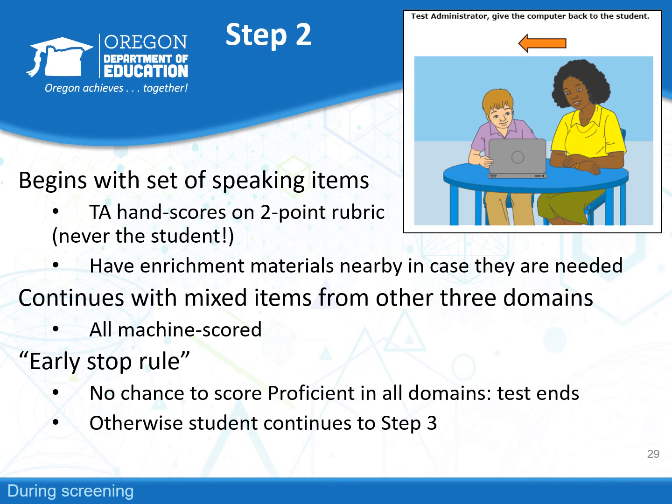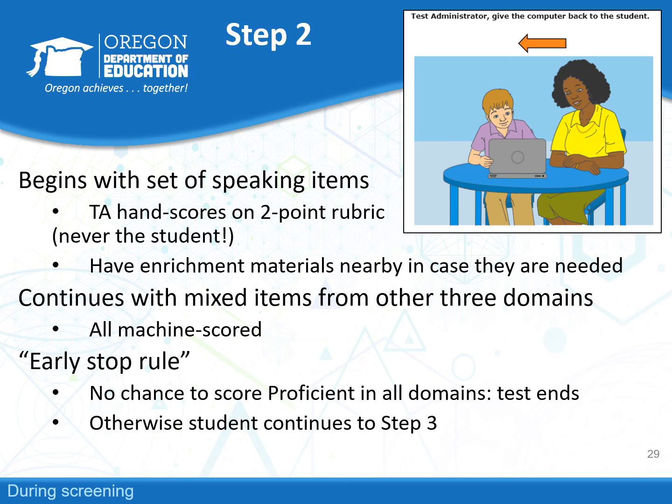Step 2 of the screener consists of scored items from all 4 domains. Practice Step 1 ended with a set of speaking items. Step 2 begins with speaking items so that the recording procedure is still fresh in the student's mind. After recording responses to this set of items, the student will surrender their computer to the TA, who will score the student responses. An unsupervised student may accidentally score their own speaking responses, thus leading to an inaccurate screener result and a testing impropriety. At the end of Step 2, the test calculates the student's performance thus far.